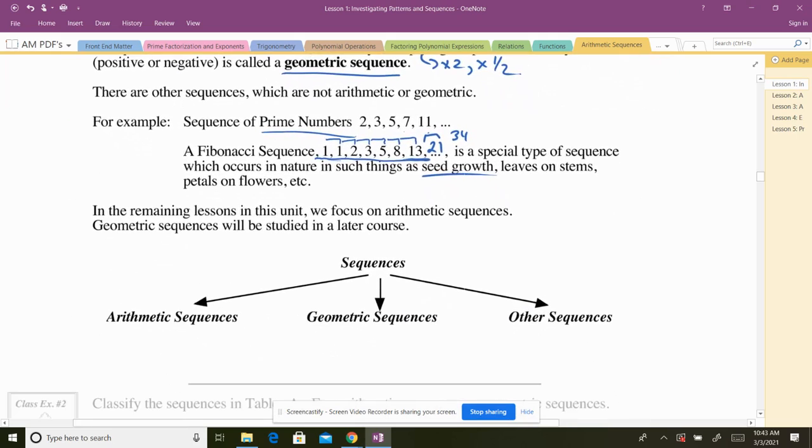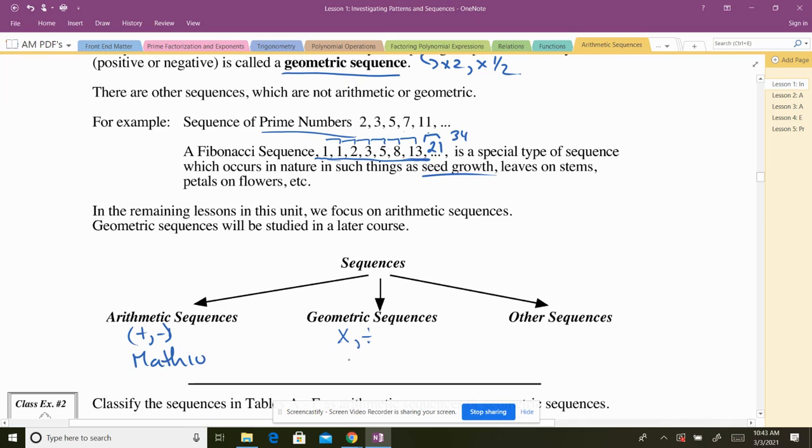So this just kind of lines them out. Arithmetic is adding or subtracting, and this is Math 10. This is what we're going to look at. Geometric is multiplying or dividing, which are basically the same thing. That's Math 12. And then the other stuff is if you take math in university.